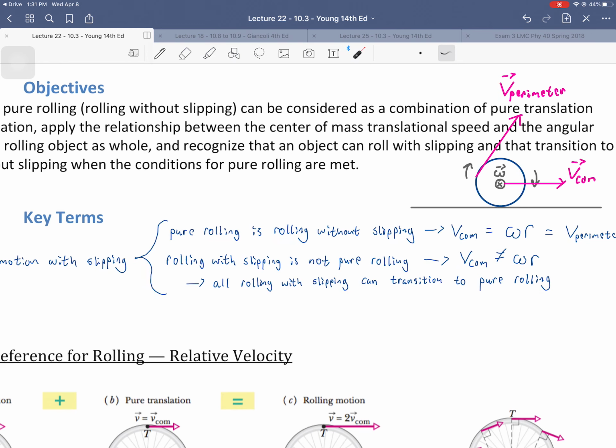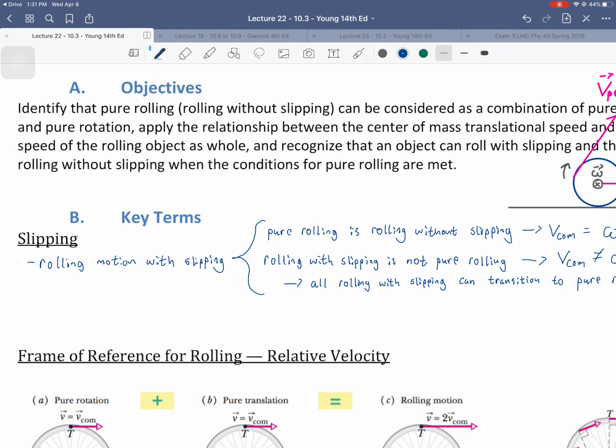Why do we know there's a friction force at play? Because you can never get any type of rolling without friction. So an important and easily overlooked concept about rolling is that rolling of any kind is not possible without friction.